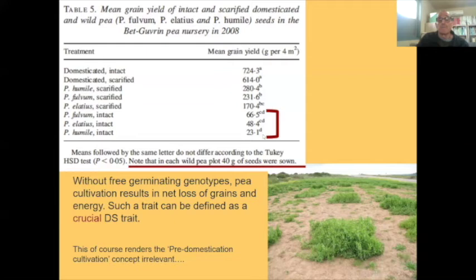If you scarify the seeds, despite the fact that they all had shattering pods, the seed yield is much higher. Of course, you cannot compare it to the domesticated ones, but these are modern cultivars. But germination, if you scarify, is much higher. You have a full stand of plants. Some of the seeds are lost because of shattering, but you can have a profitable crop. You invest 40 grams and you get more than 170, which is not the case if the seeds behave like the wild type. So without free germination, pea cultivation results in net loss of grain and energy. Such a trait can be defined as a crucial domestication trait.